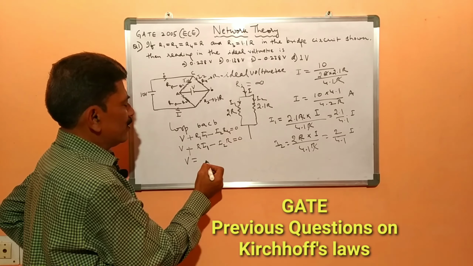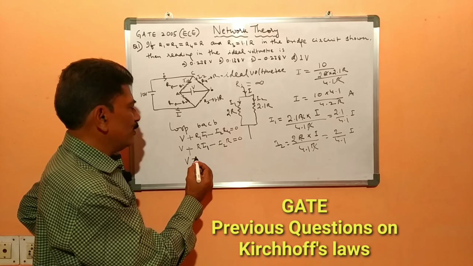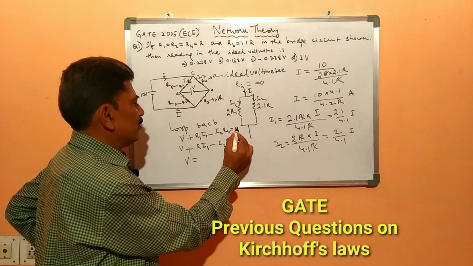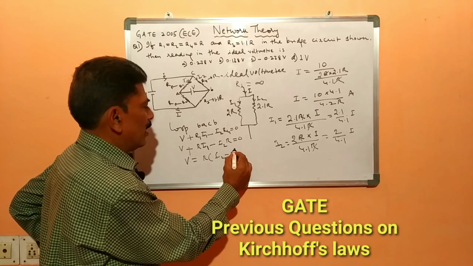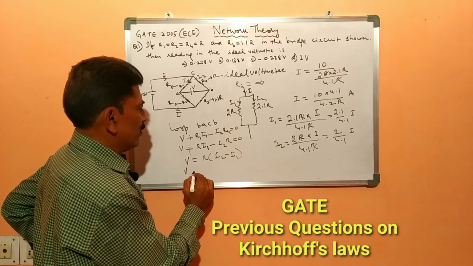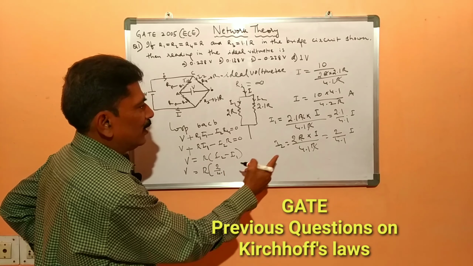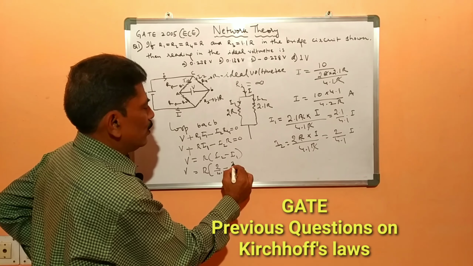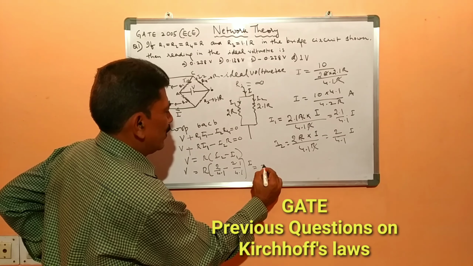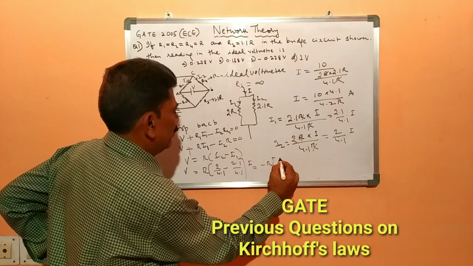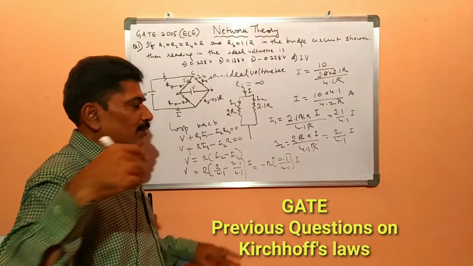So what is V? V is nothing but the ideal voltmeter reading. Bringing this to the right side, V is equal to R into I2 minus I1. So V is equal to R into, what is I2? 2 by 4.1 minus I1, which is 2.1 by 4.1, taking I common, which is equal to minus R into 0.1 by 4.1 into I. Okay, we can stop here itself.